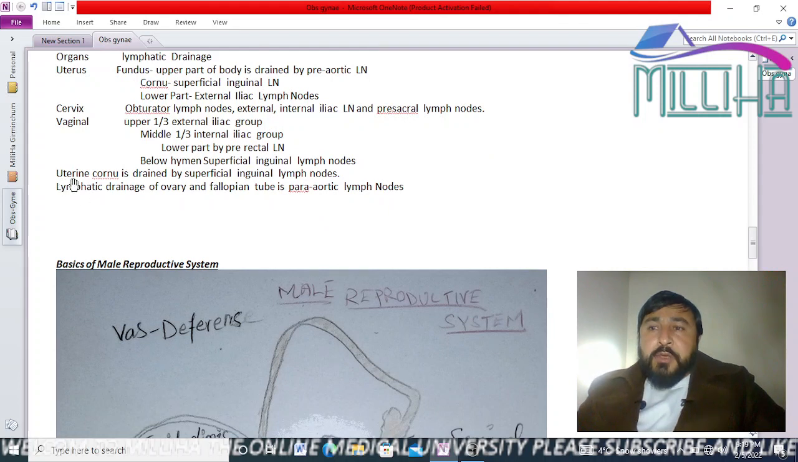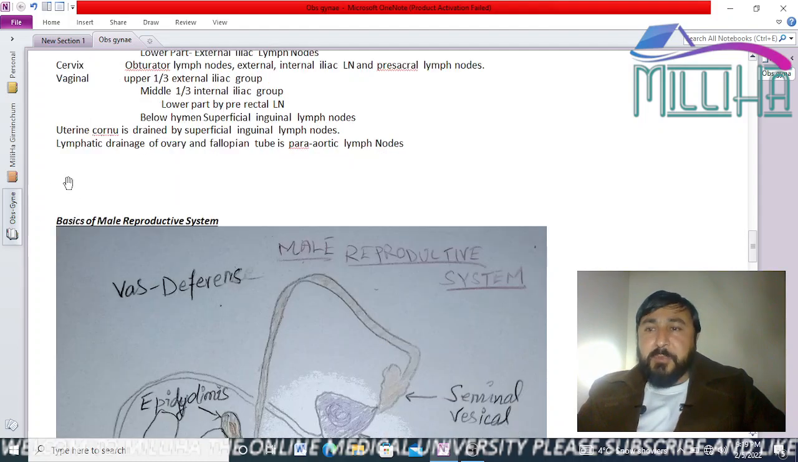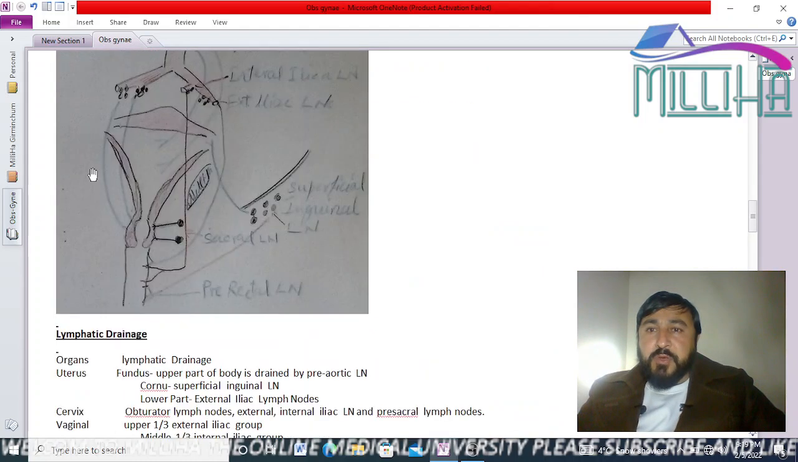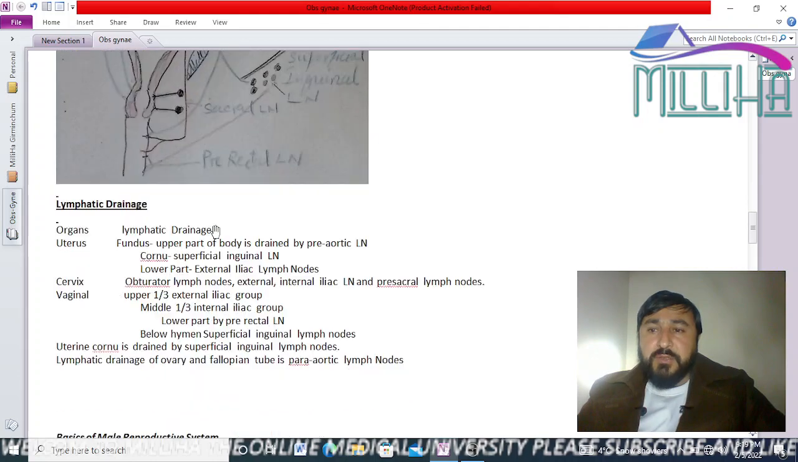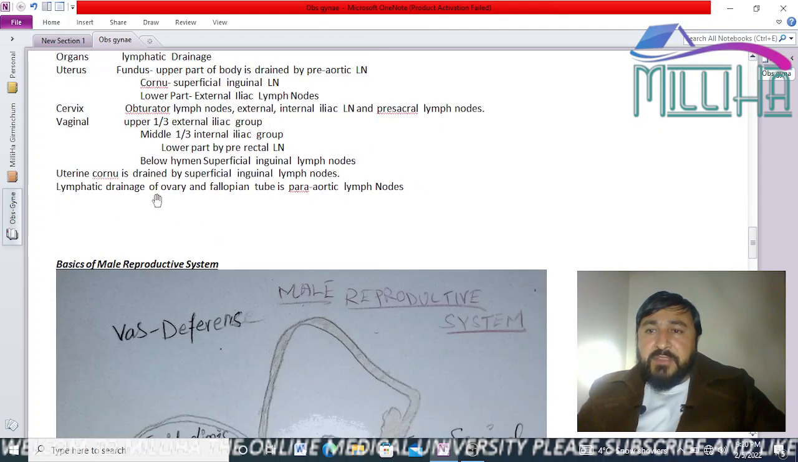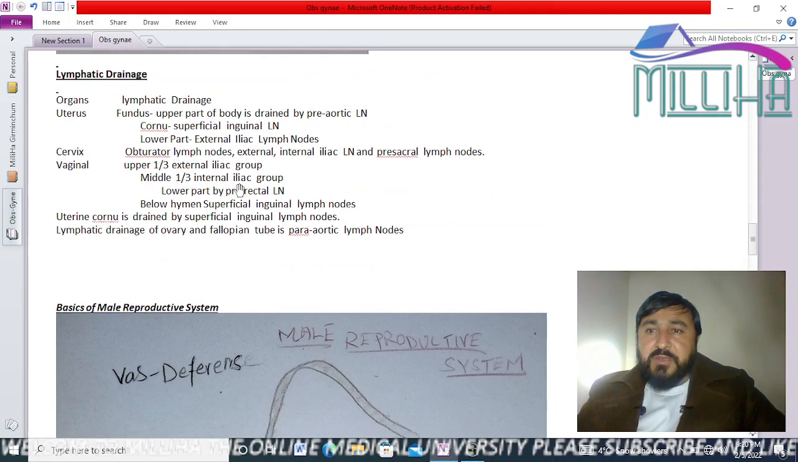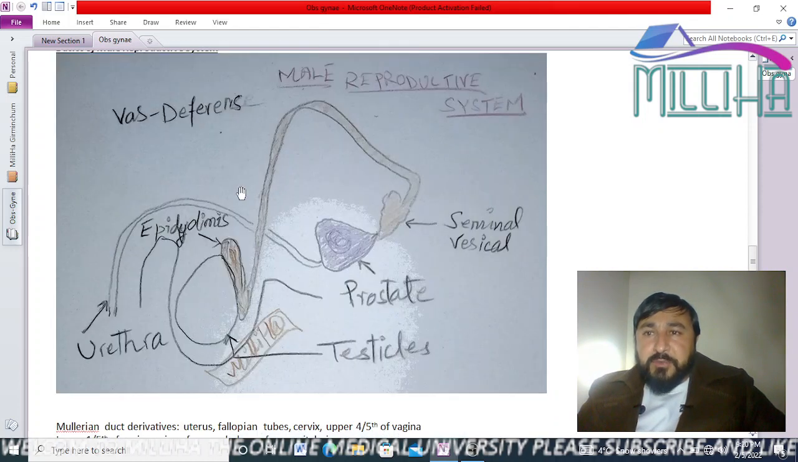Your uterine cornu is drained by the superficial inguinal lymph nodes. This you should remember. I have shown you everything here. These are the superficial inguinal lymph nodes, and this is the uterine cornu, or the horn of the uterus. So we have discussed this. You can take a screenshot here and proceed further.